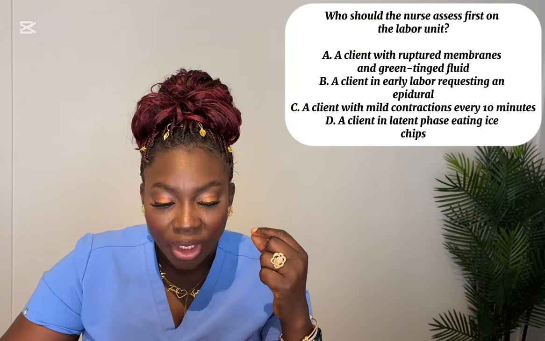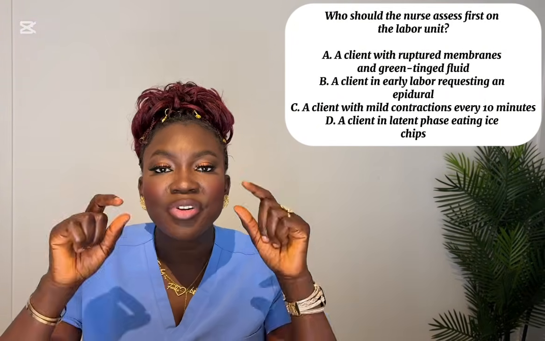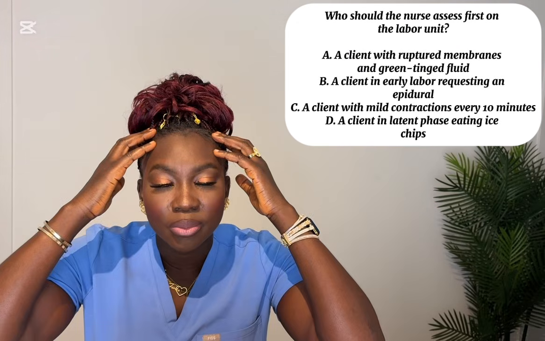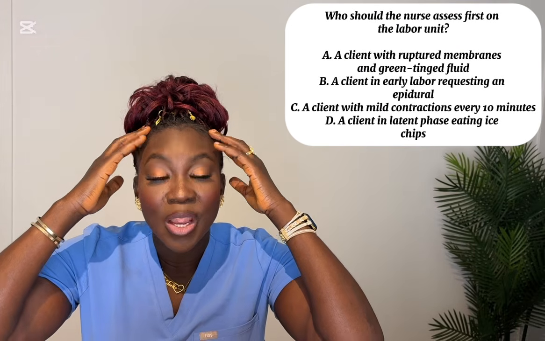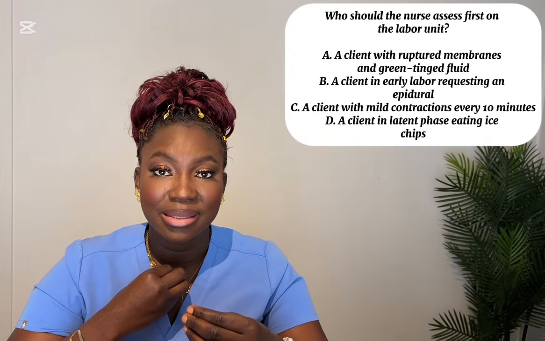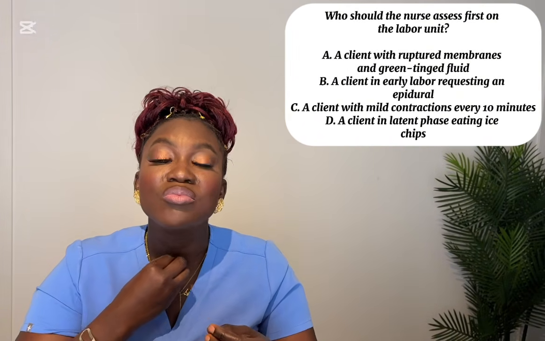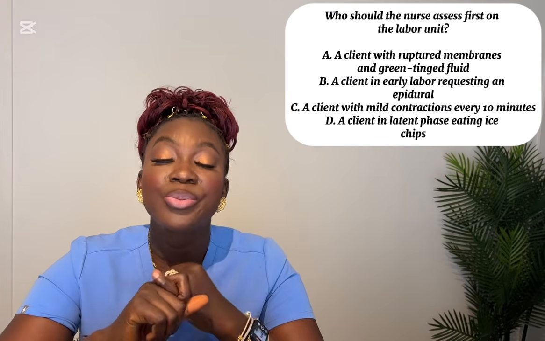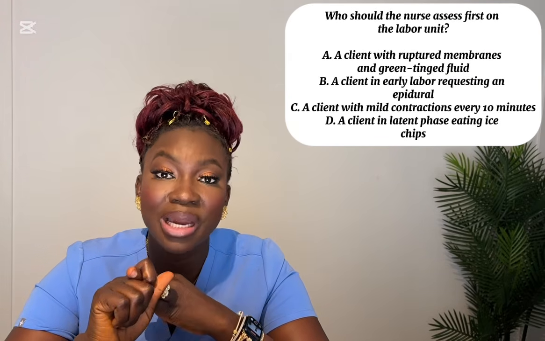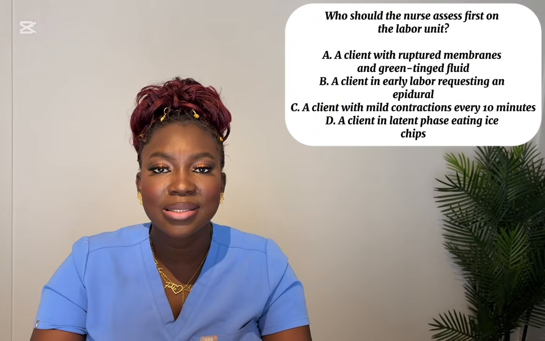And so the green fluid you are seeing is suggesting that the baby already pooed in the womb, which is dangerous because the baby can aspirate on it or swallow it. That will cause respiratory distress for the baby. Also, that will cause infection for the mother. That is why that's our right answer.